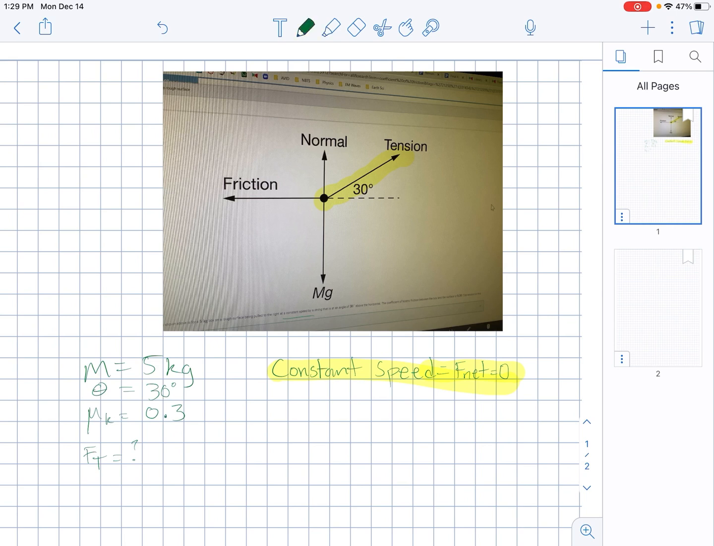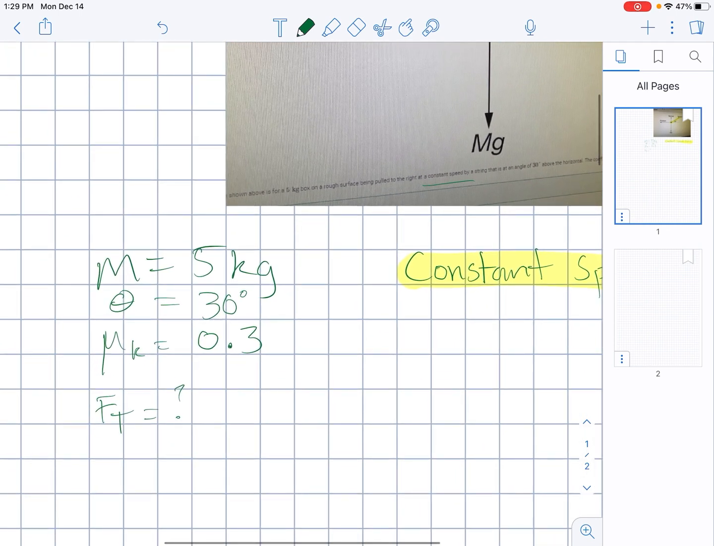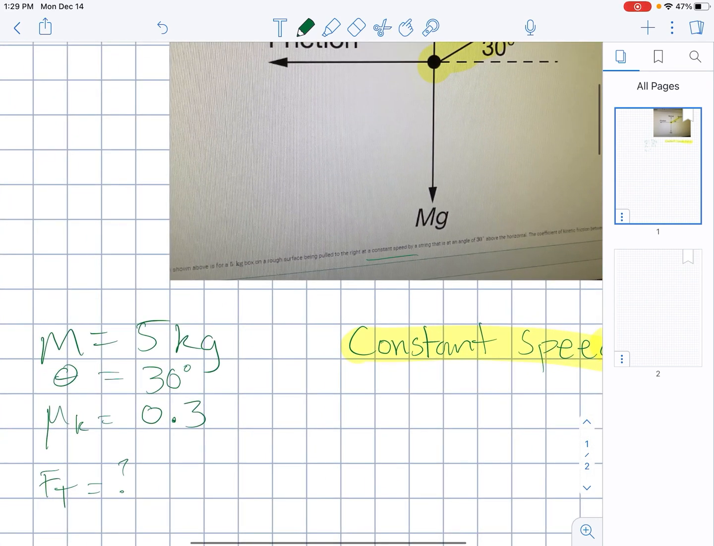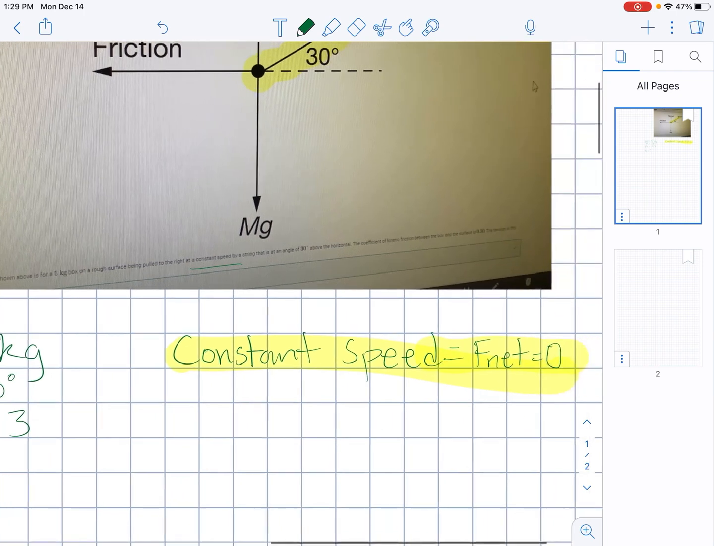All right, a couple things we've established in this question. We know the mass is 5 kilograms. We know that the force is at an angle of 30 degrees. It does give us the coefficient of kinetic friction, which is 0.3, and we're trying to find the tensional force.